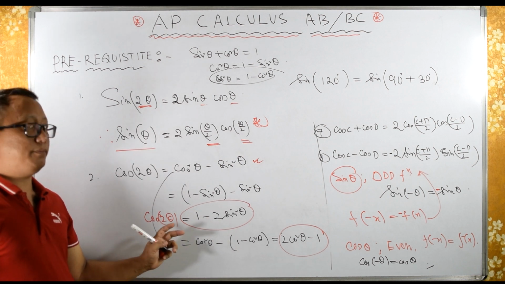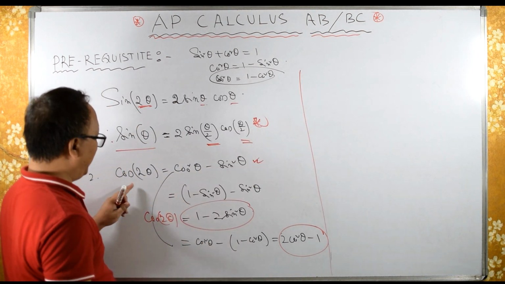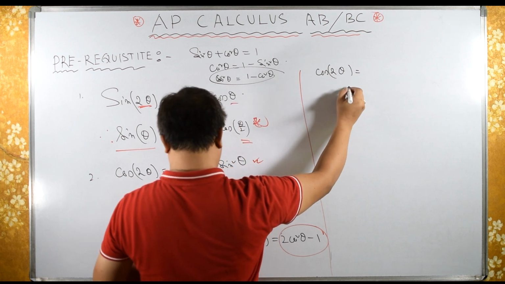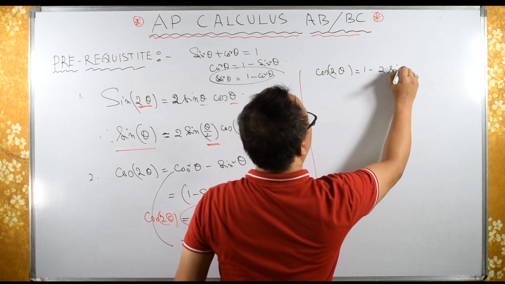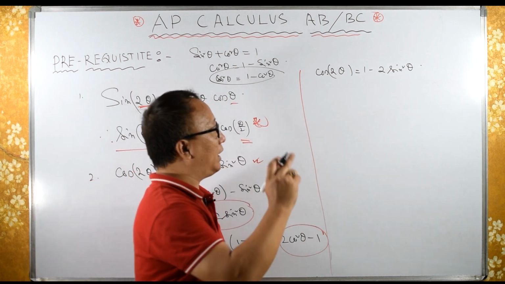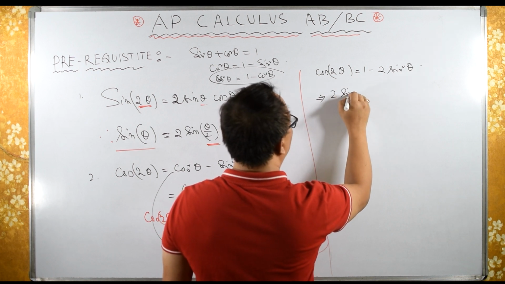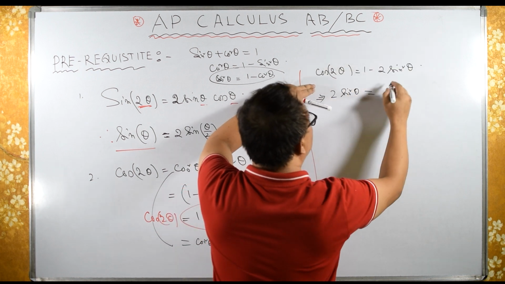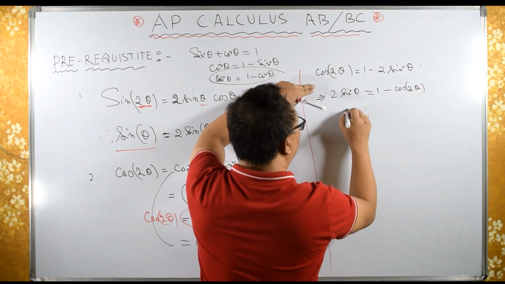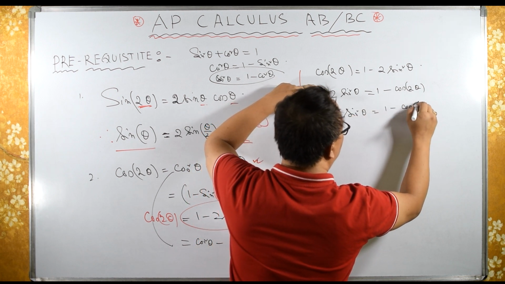From here, you can find a very important formula for sine square theta as well as cos square theta. We have cos of 2 theta equals 1 minus 2 sine square theta. Now I want only sine square theta. This implies 2 sine square theta equals, if I send this to the other side, 1 minus cos of 2 theta. And therefore sine square theta equals (1 minus cos 2 theta) upon 2.